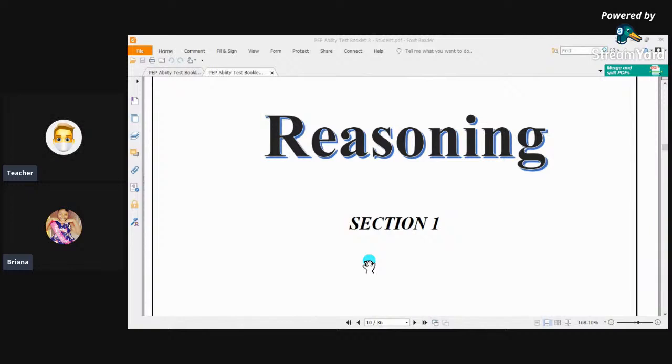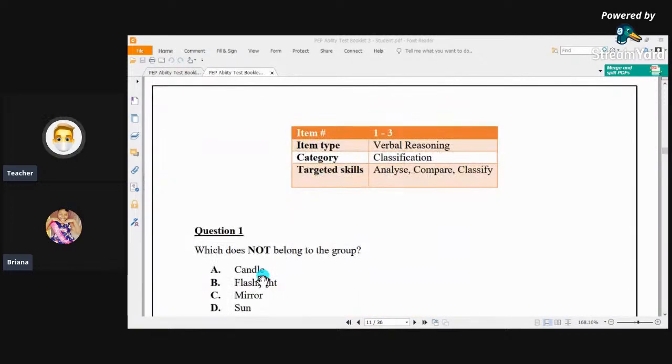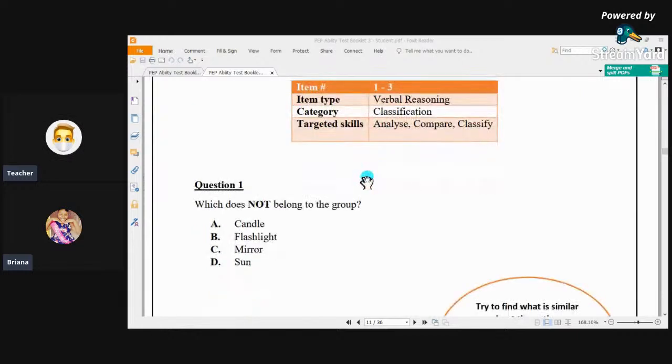Verbal reasoning, section 1. Let's go with this. Here we have an item, the item type, verbal reasoning, the category, classification. What is the skill? To analyze, compare, and classify. Let's go with this. Question 1. Which does not belong to the group? And the options are candle, flashlight, mirror, and sun.